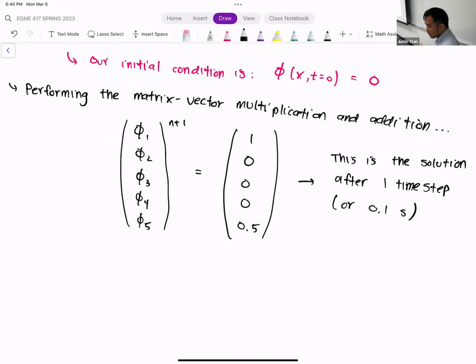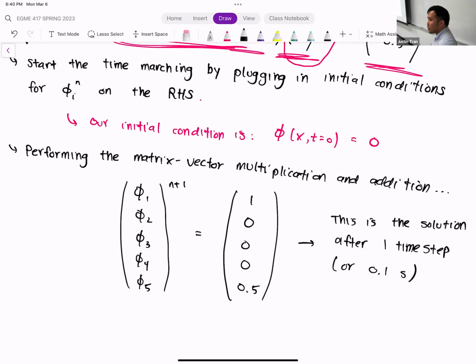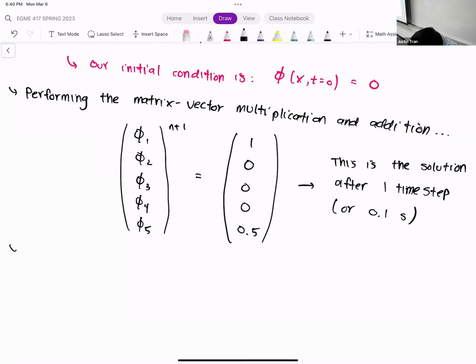All right, so now here's the key to the whole operation. Of course, we're not just interested in the solution after 0.1 seconds. We want to find out what's going to happen after 0.2 seconds, after 0.3, 0.4, 0.5. And so we want to observe how this solution is going to evolve as time progresses.